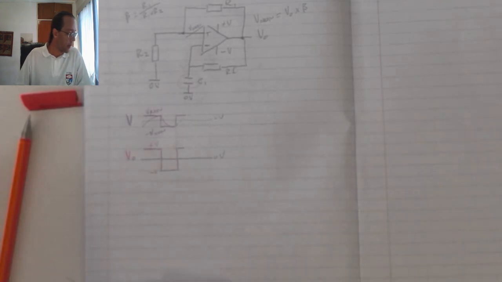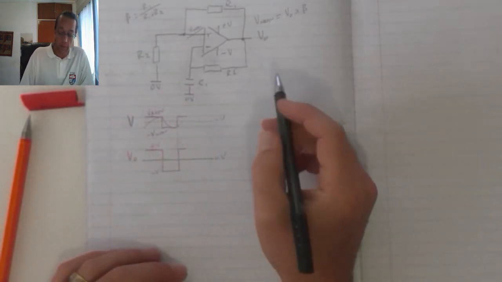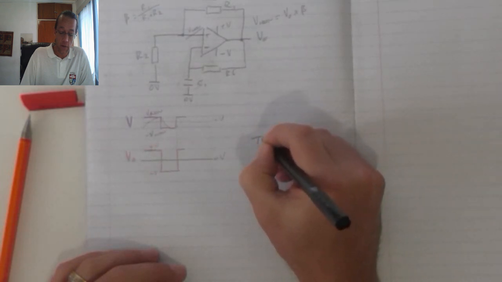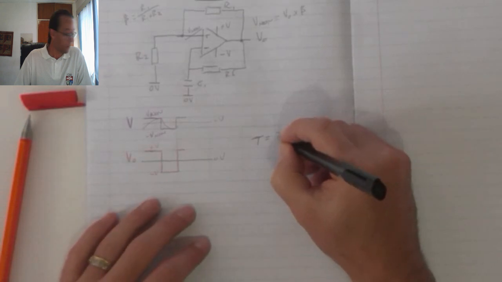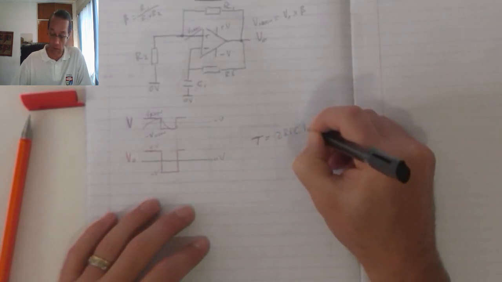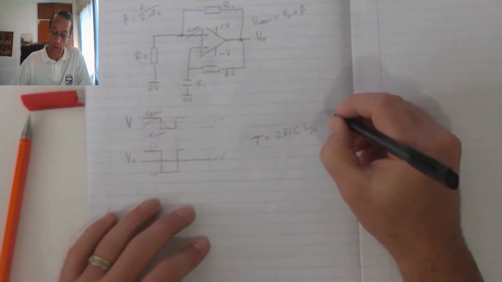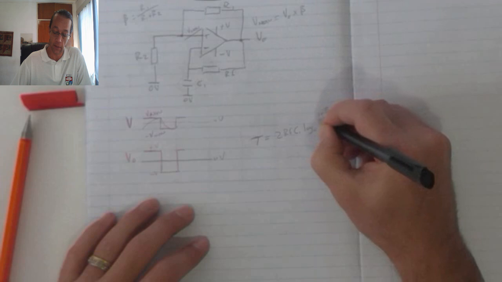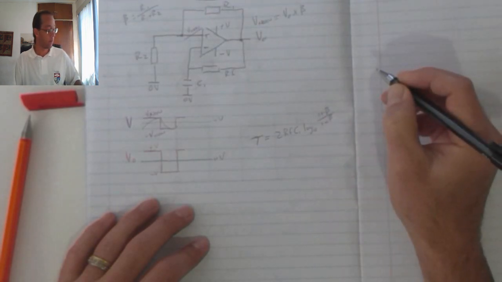Oh, before I get there, if I want to calculate the period of this, I use the formula 2 RF times C1 times log e of (1 plus beta) divided by (1 minus beta). Okay.